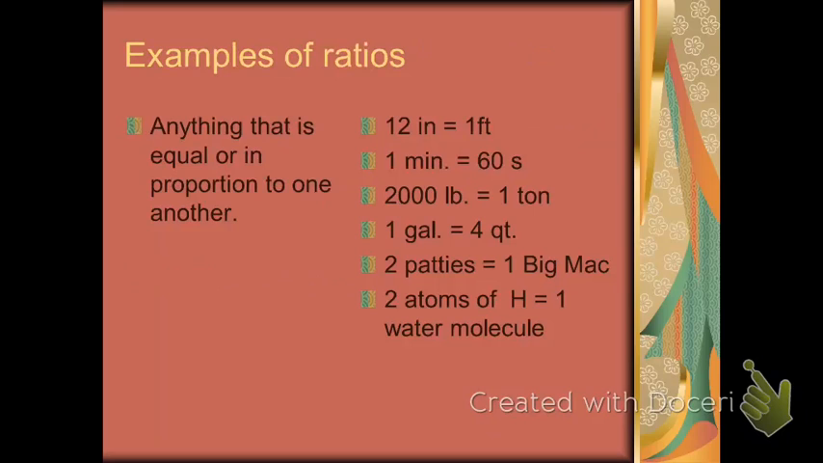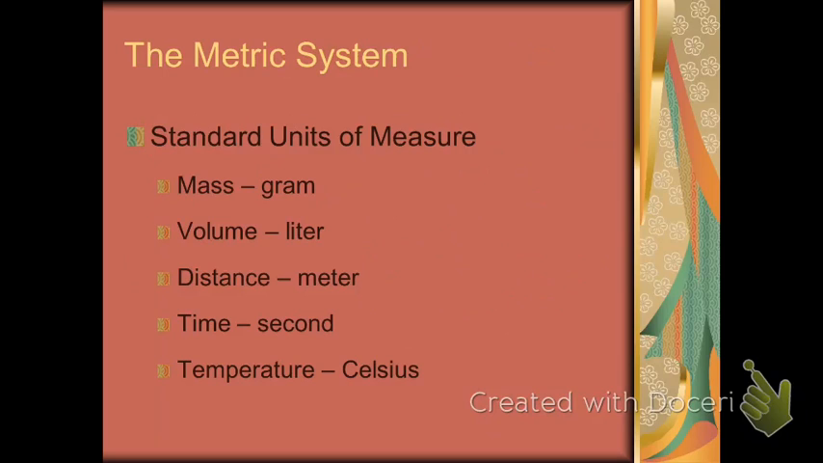We can also extend that to molecules as well. 2 atoms of hydrogen is equal to 1 water molecule. Or even 1 atom of oxygen is equal to 1 water molecule. So those are just several examples of the types that we'll be using. You will have your own sheet that has lots and lots of different ratios on there, and you will not have to memorize very many of them.